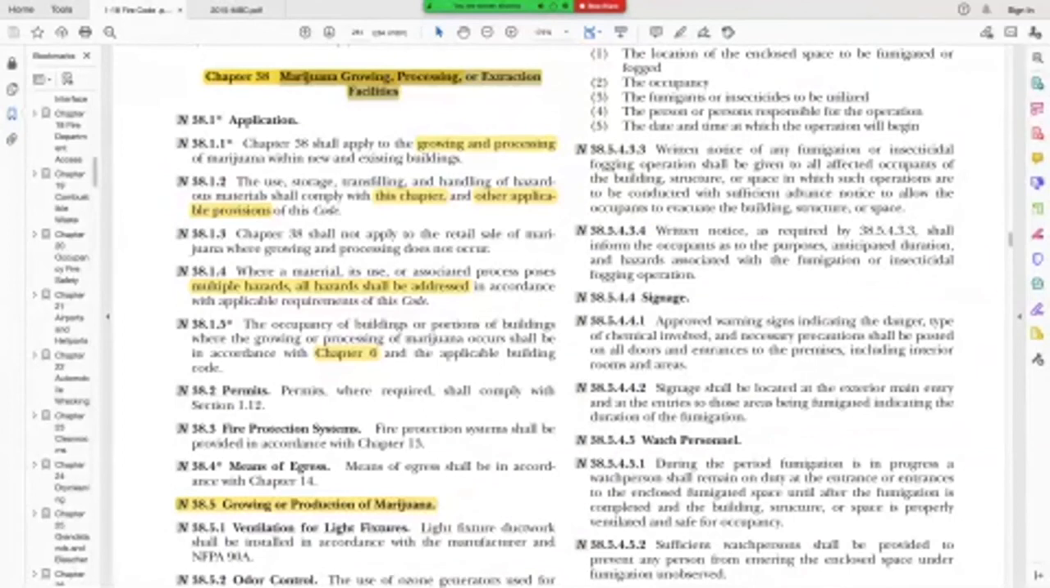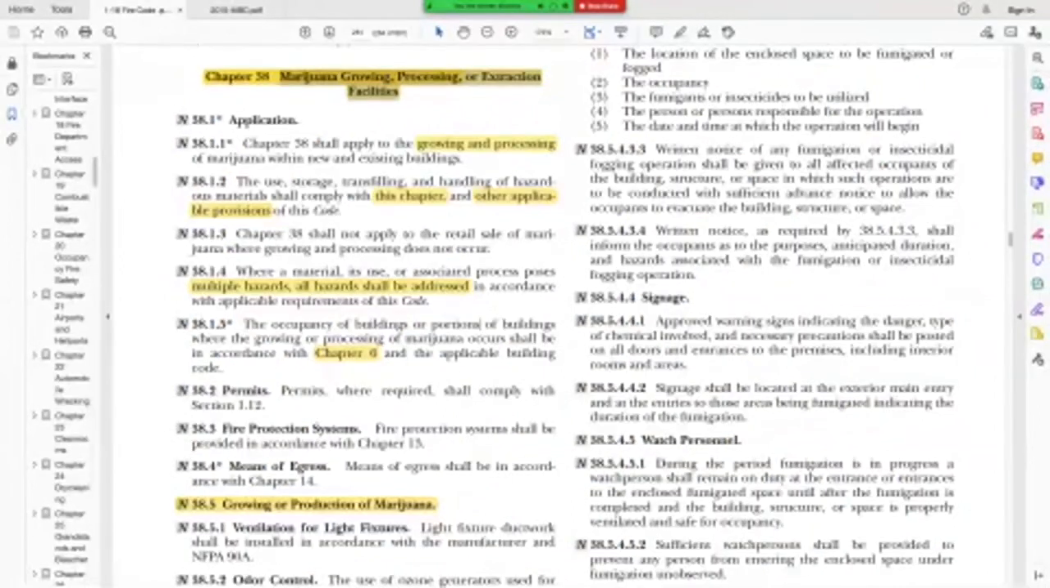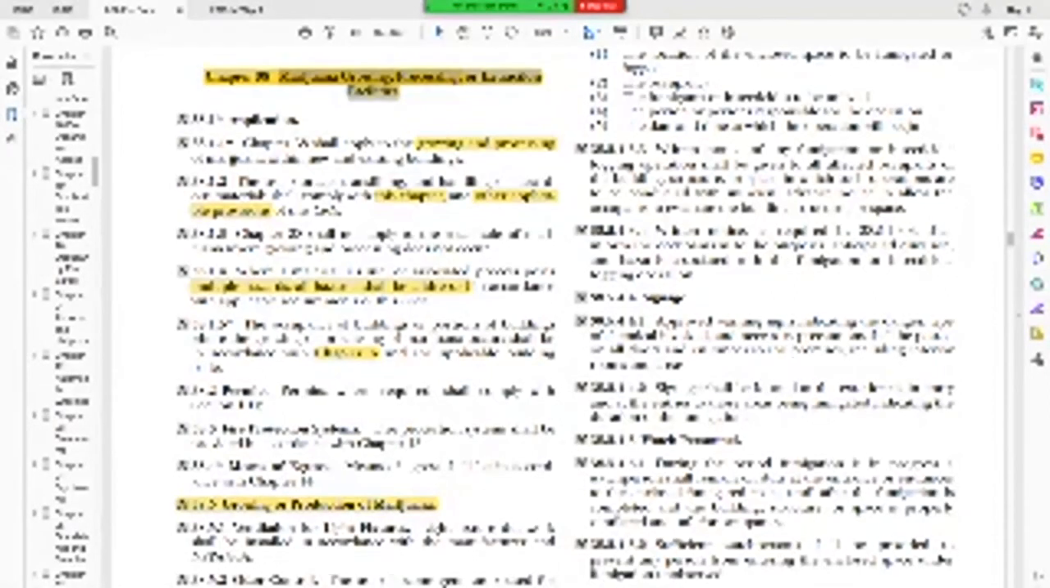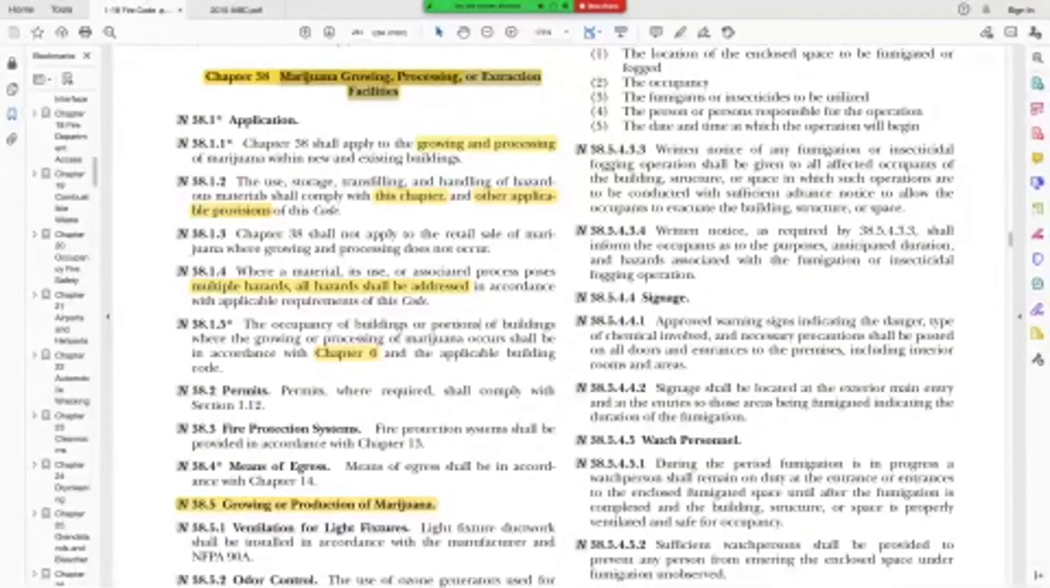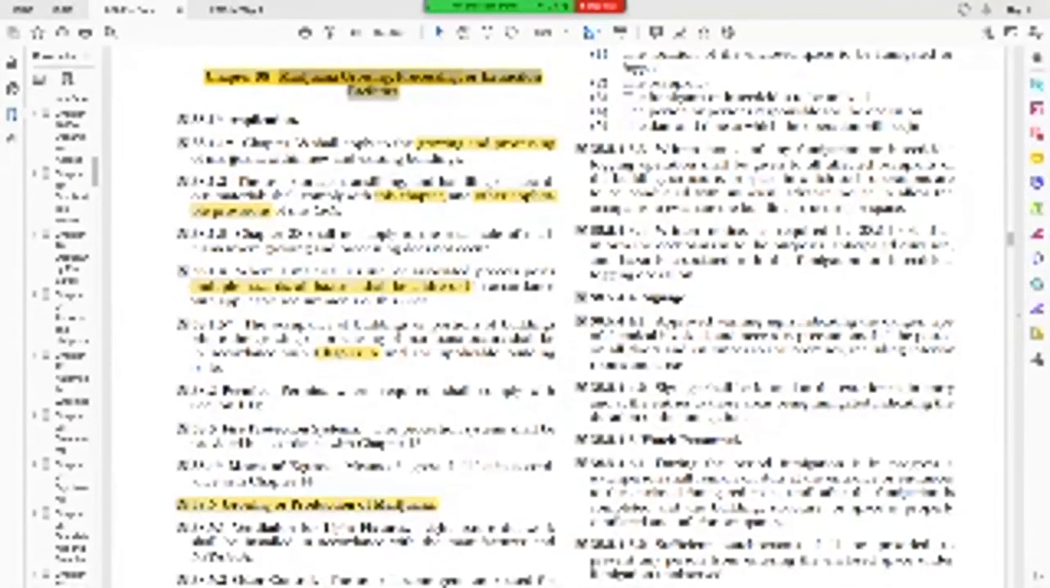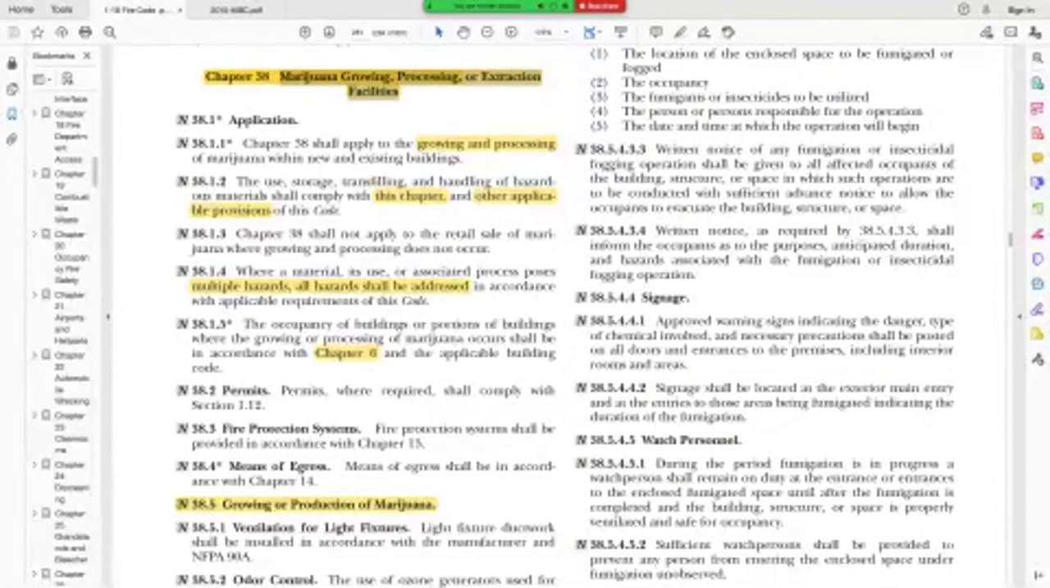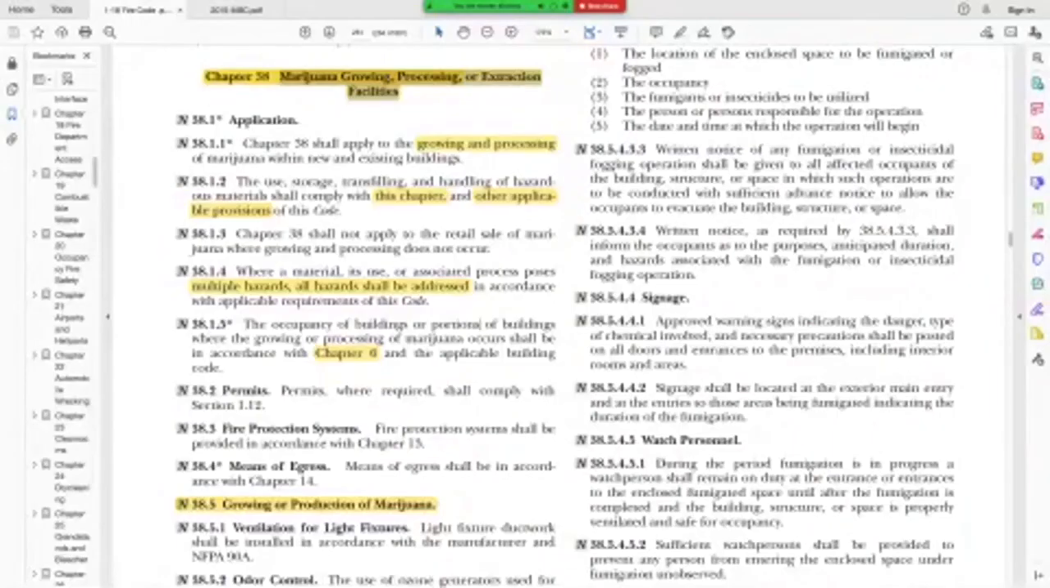38.14 of the 2018 edition of NFPA 1, which is the NFPA's version of the fire code. This is referred to by the LARA laws and the LARA rules, both, for marijuana facilities. Where material or its use or associated processes pose multiple hazards, all hazards shall be addressed in accordance with applicable requirements of this code. Then we go back to intent and matters not provided for that are both in the mechanical code and the IFC, in the intent of the Michigan Building Code as well. So those have to be met.